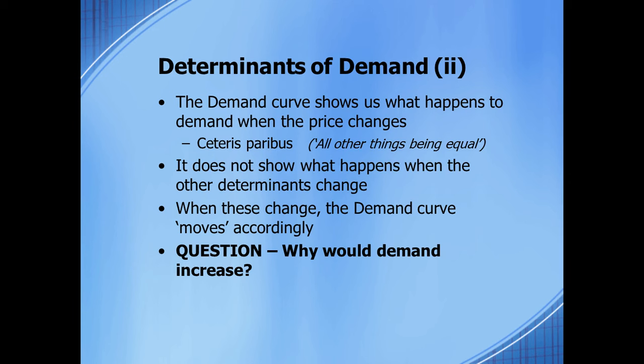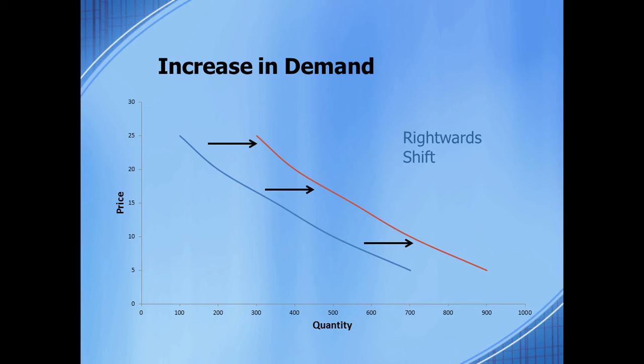If we were to plot this on our chart, we can see in blue the original demand line, or the original demand curve. But as there's a shift in demand, the curve moves to the right as the demand increases. It's called a rightwards shift, and you can see from the red line where the demand has changed to.